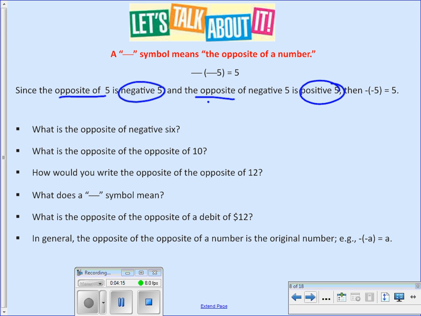So what is the opposite of negative 6? 6. So we wanted the opposite of negative 6. Remember, of means to multiply. Parentheses means to multiply. So think of it when you're saying the word of as parentheses. So what is the opposite of the opposite of 10? 10.